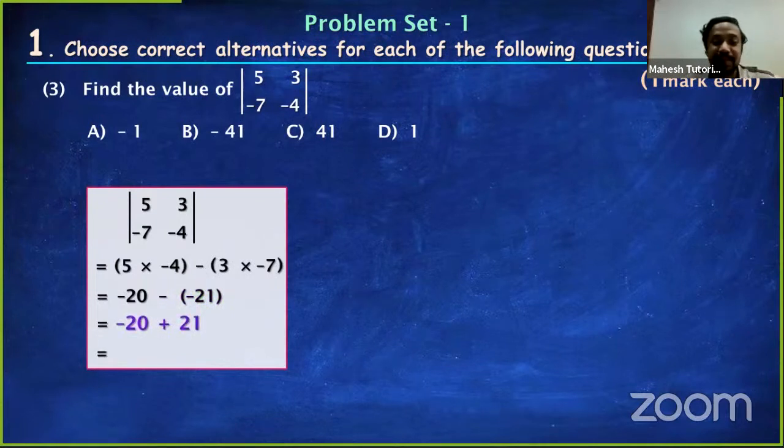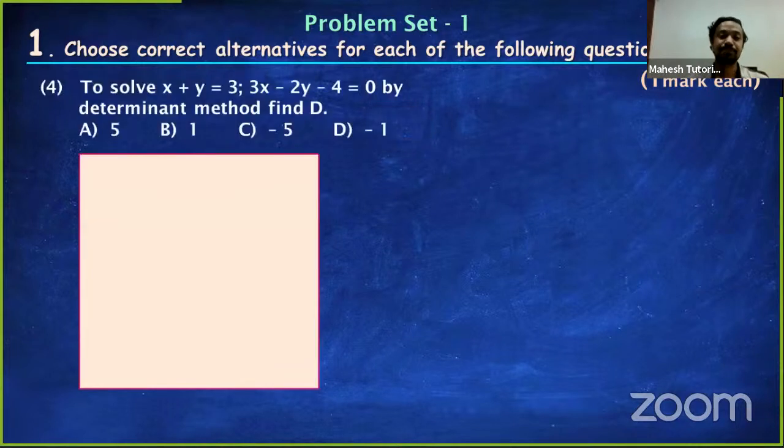Plus 1. Very good. So can you tell me, students, in that case, which would be the correct option? A, B, C, or D? Very good. D is the correct option. All right. Moving towards the next question, students.